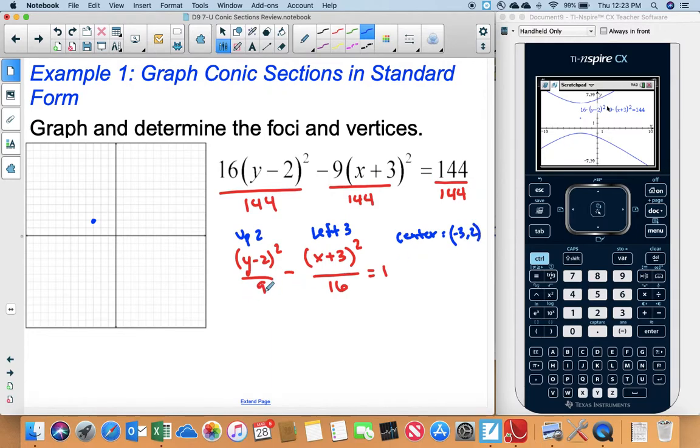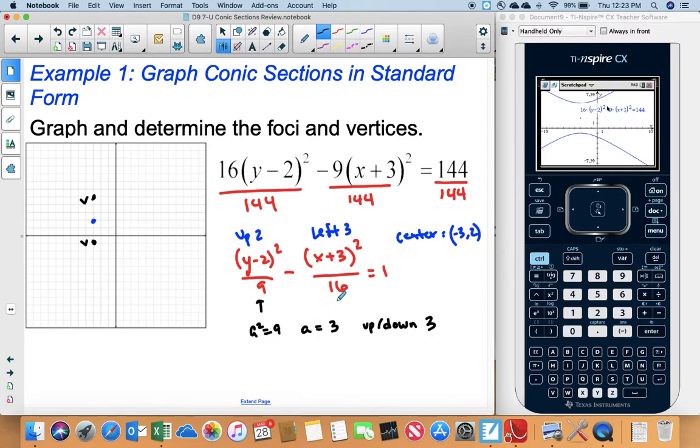And now this tells us from there where the vertices are. This is our a squared. According to the formula, the a squared comes first. So a squared equals 9, which means a would equal 3. So since it's under y, we're going to go up and down 3 units from the center. So I go up 1, 2, 3. That's a vertex. And I'll go down 1, 2, 3. That's my other vertex.